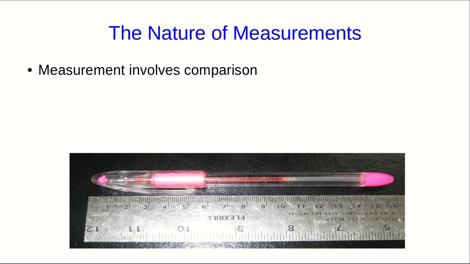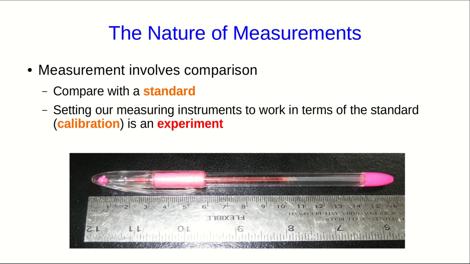All measurements involve comparisons, such as comparing this pen with the markings on the ruler to come up with the result that the pen is 16 centimeters long. The scale on the ruler is a standard, but for this to work, somebody had to decide how long a centimeter was. This is called calibration, and it's always done using some sort of experiment.